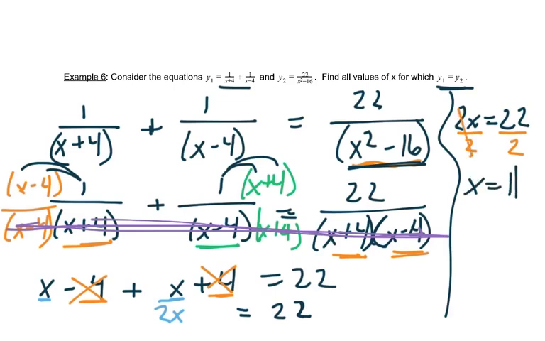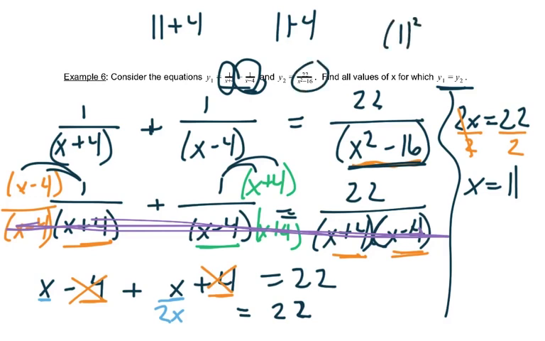which gives me x equals 11. If we go back and we check our denominators, 11 plus 4 in the first fraction doesn't equal 0. 11 minus 4 in the second fraction doesn't equal 0. And in the third fraction, 11 squared minus 16 doesn't equal 0. So we're okay with this as an answer, and we can write it either way.